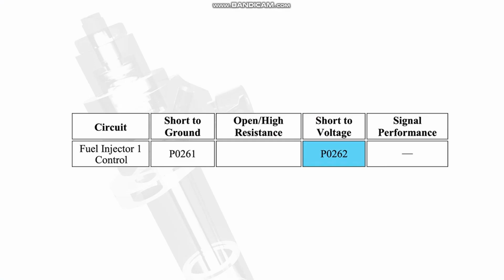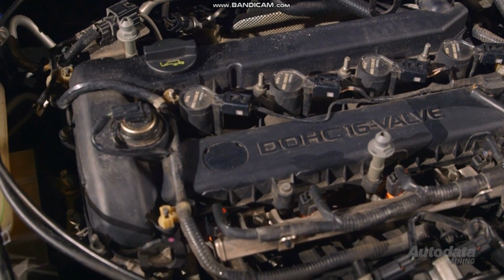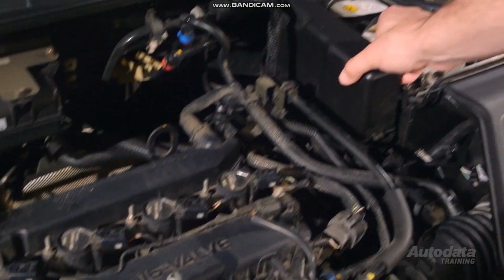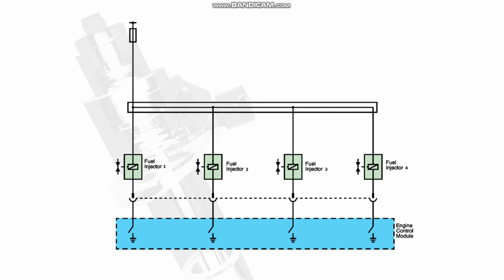We'll look at P0262, number 1 injector voltage high. This fault could be in the injector, the wiring, or the ECM. The schematics and data in this video are typical of most systems. Always refer to the information for your vehicle.